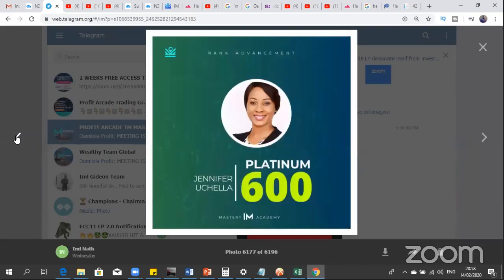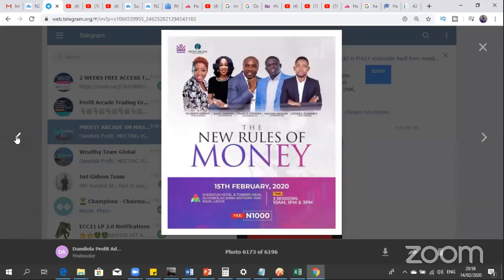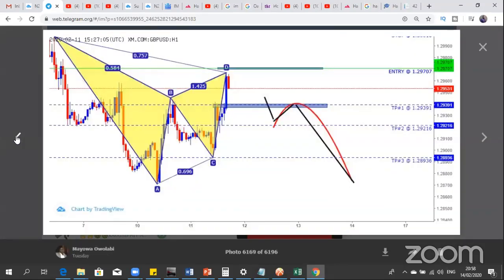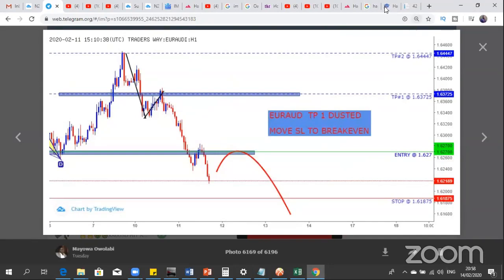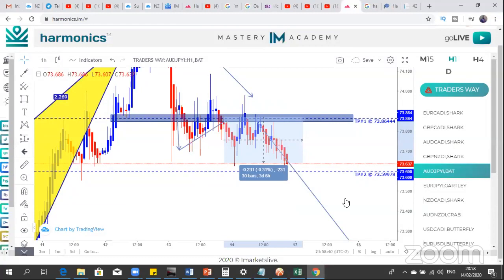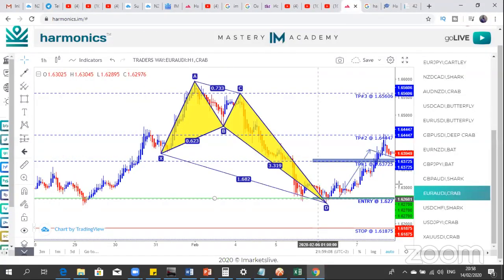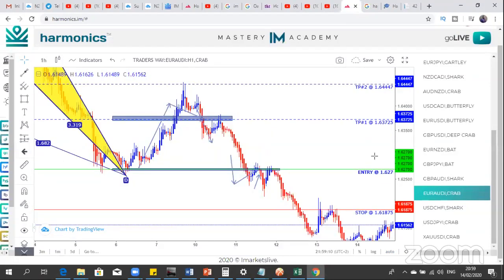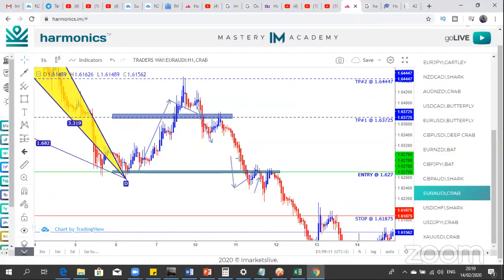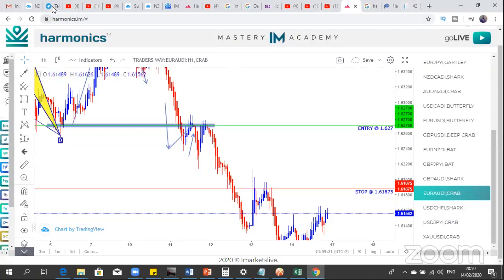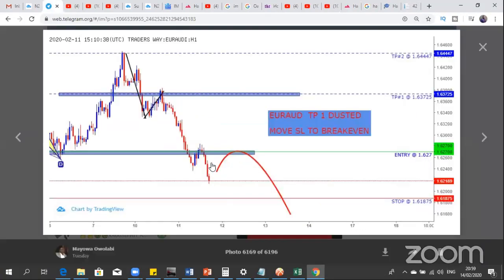GU. This was Euro AUD. Euro AUD, where are you? Okay. 1.62, 62.7. That was the retest. Look at it. 1.62. Look at the retest. I said it was going to come up here and it will happen. Look at what happened. Look at it. Came down.